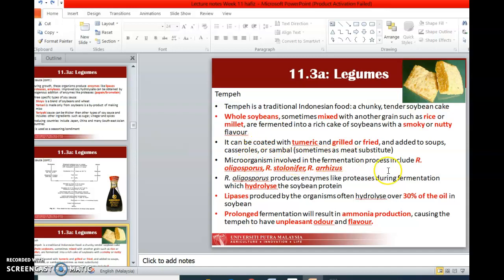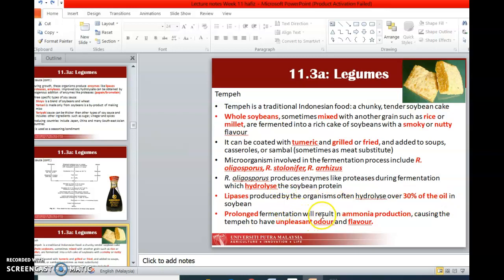Microorganisms involved in the fermentation include Rhizopus oligosporus. This is the most common one, but they can also use other Rhizopus species as well. This microorganism can produce enzymes like protease during the fermentation, which can hydrolyze the soybean protein. Lipase produced by the microorganism often hydrolyzes over 30% of the oil in the soybean. So they also produce lipase apart from protease.